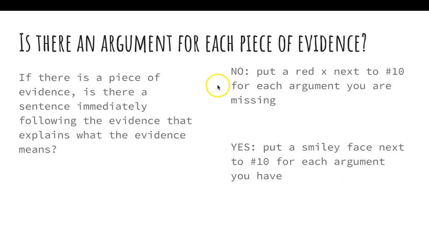Is there an argument for each piece of evidence? If there is a piece of evidence, is there a sentence immediately following the evidence that explains what the evidence means? If no, put a red X next to number 10 for each argument you are missing. If yes, put a smiley face next to number 10 for each argument you have.